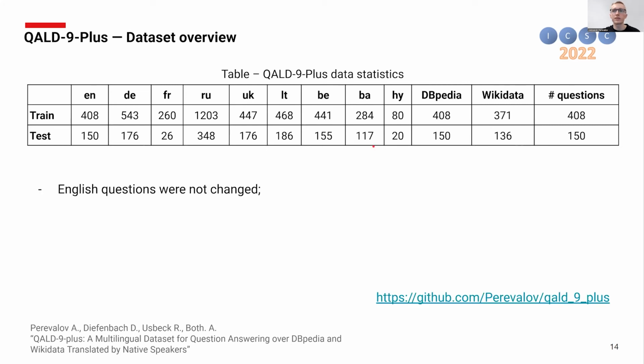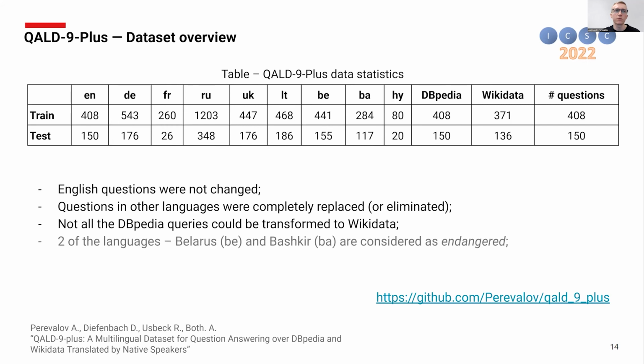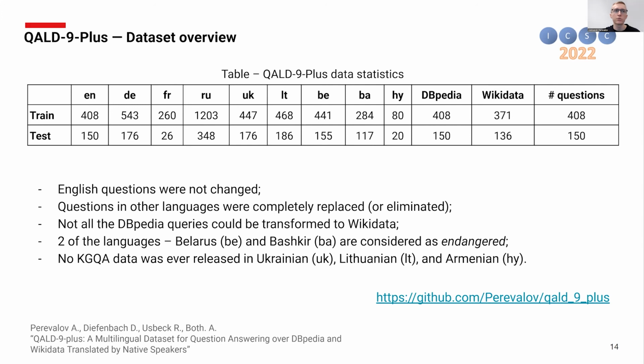You can access the dataset under this link, and also some notes have to be mentioned. English questions were not changed here. Questions in other languages were completely replaced or the languages were completely eliminated. Not all the DBpedia queries could be transformed to Wikidata, as I mentioned before. 2 of the languages introduced in the dataset, Belarusian and Bashkir, are officially considered endangered, and no KGQA data was ever released in Ukrainian, Lithuanian and Armenian languages, which is also a big contribution, as we consider.